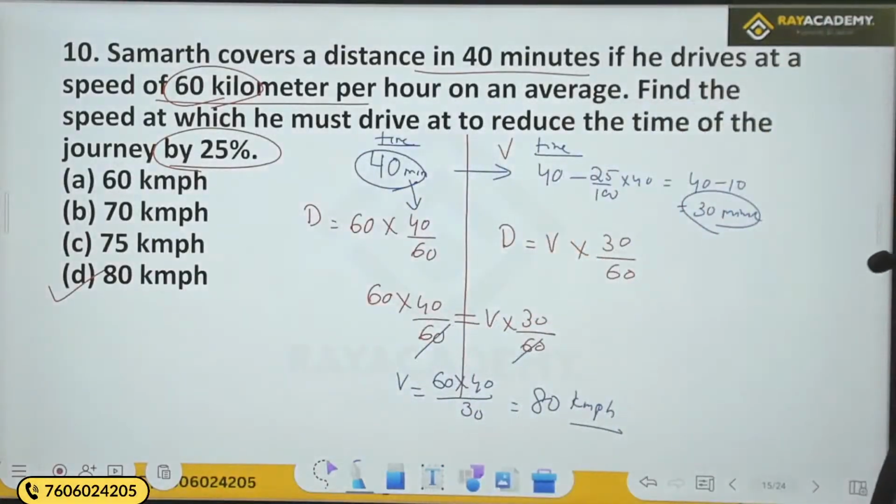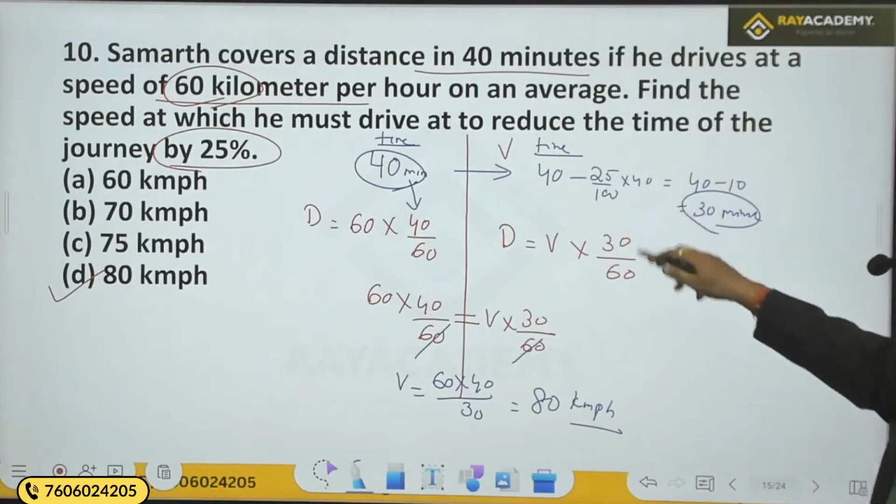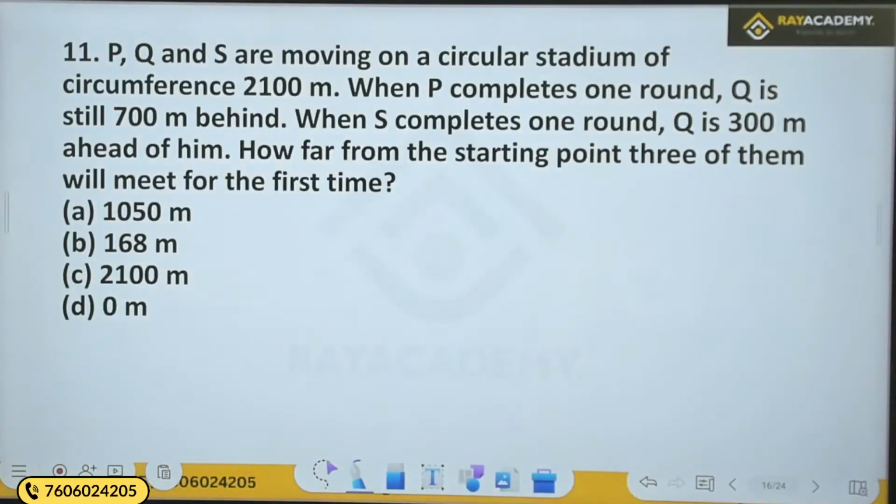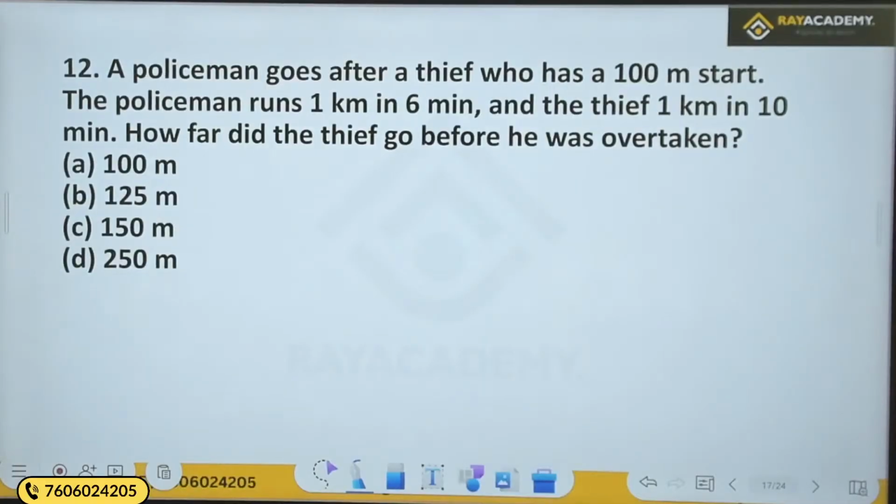This is also a similar question to what we discussed previously, not much different. The only thing is the time is reduced by 25%. You have to convert the percentage: 40 minus 25 by 100 into 40. Okay, next question we'll do later.